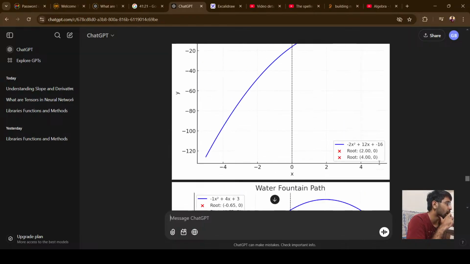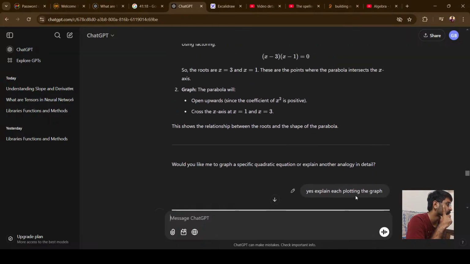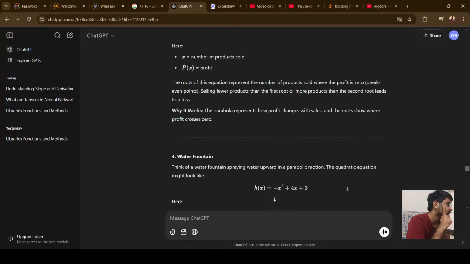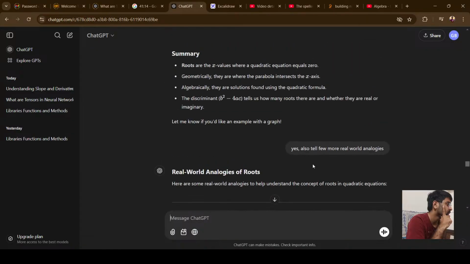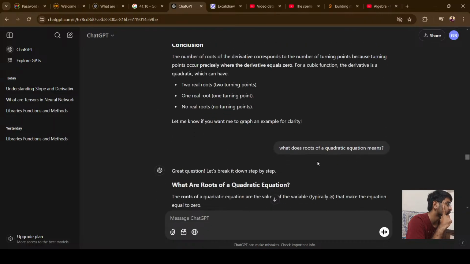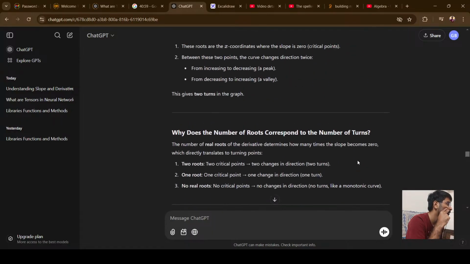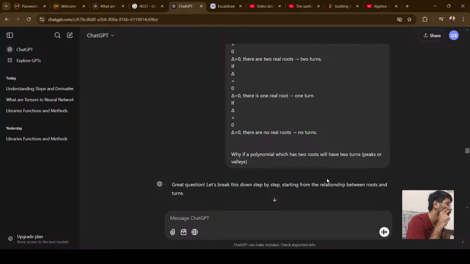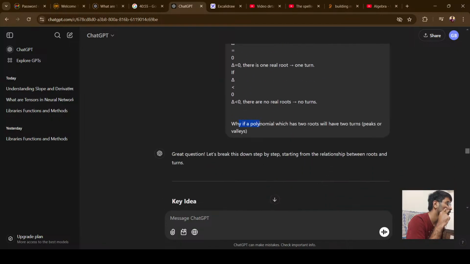As explained in the graph. So also tell me real world analogies. What do the roots of a quadratic equation mean? Roots of a quadratic equation means finding the values of x where the value of y of x equals 0. That is understood. Why if a polynomial has two roots will it have two terms? Yeah, this is also clear.